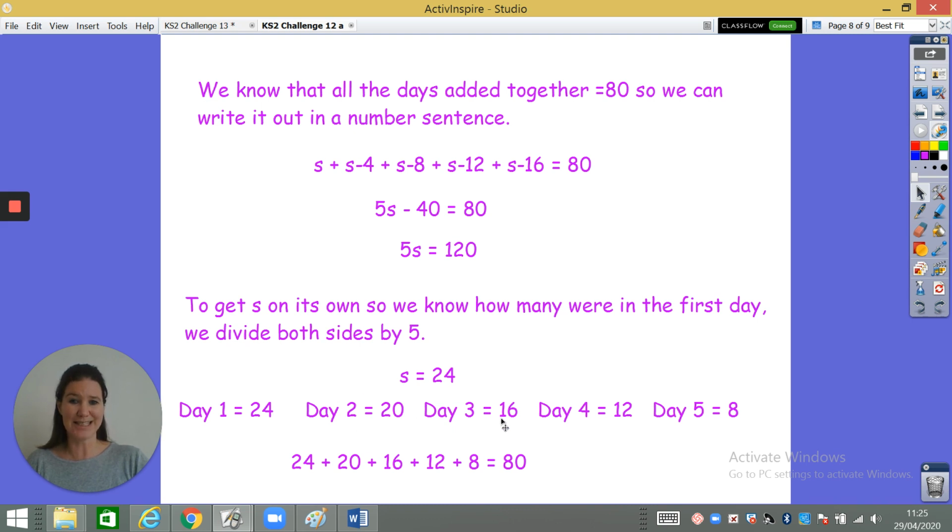Take away 4 again is 16. Take away 4 again is 12. Take away 4 again is 8. If we add them all up, it equals 80. So there were the two ways of doing it. My maths group, you may well have done it this second way, as remember, it's all about the guinea pigs.